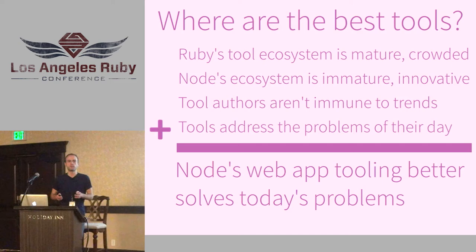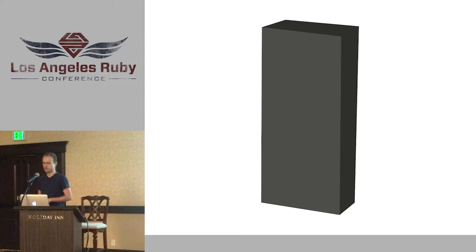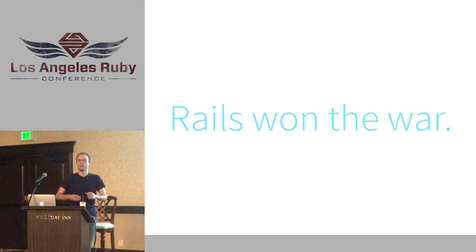Let's talk about monolithic application architecture. Rails won the war of web application frameworks, right? I mean, before Rails, there were a whole lot of web application frameworks in fits and starts. But after Rails, everyone was trying to be Rails.